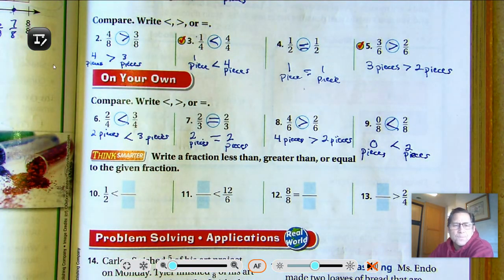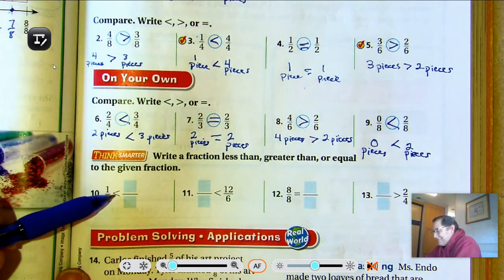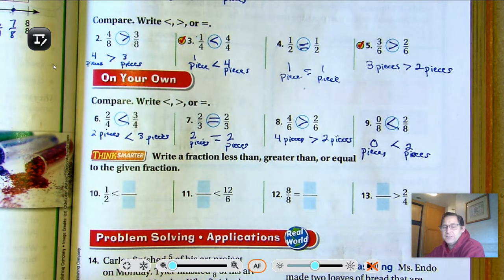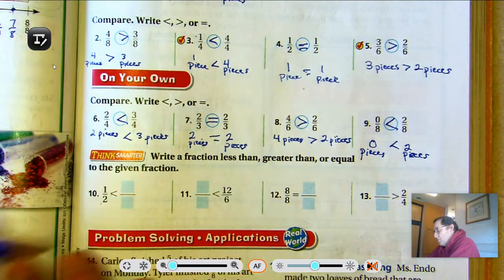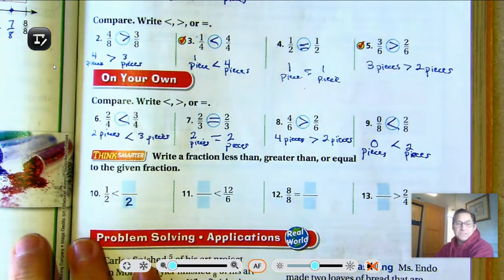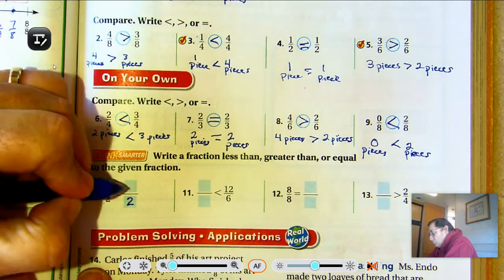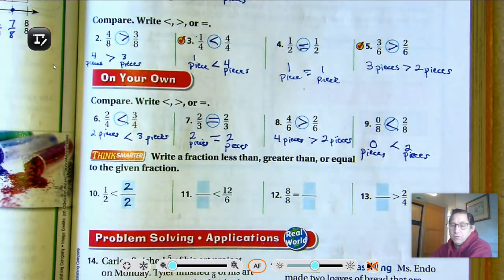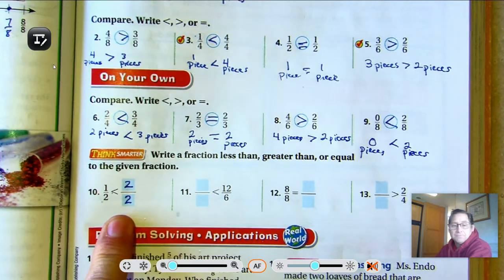All right, now write a fraction less than, greater than, or equal to the given fraction. So it says here 1/2 is less than some other fraction. Well, remember, in this lesson, we're working with denominators that are the same. So both fractions have to be 2 equal parts total. So 1 is less than what? 2 would work. 3 would work. 4. Anything greater than 1 would work here in this fraction.